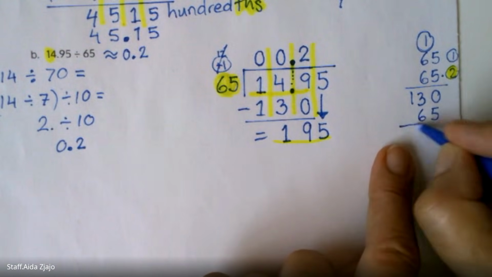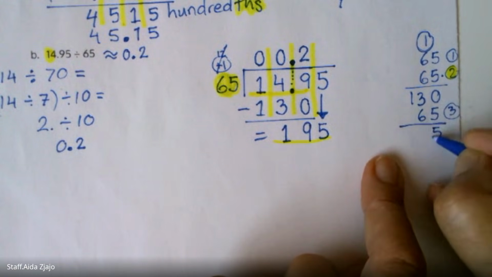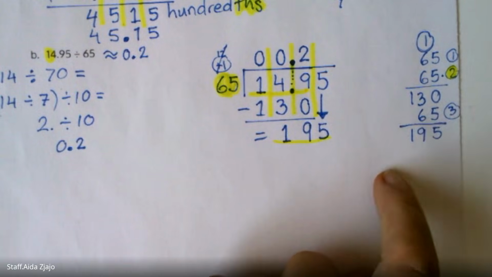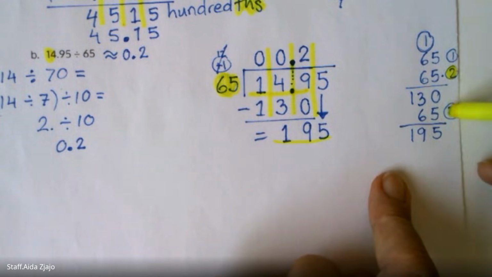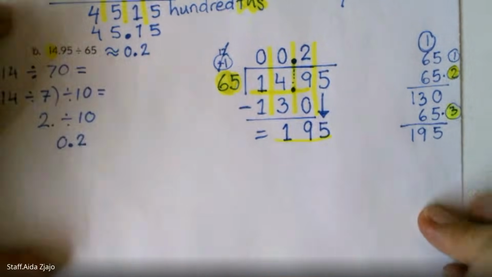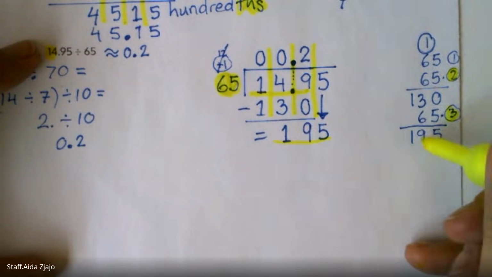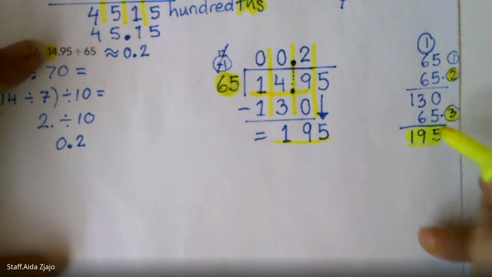But then it's good to go with this. Continue. You are adding groups of 65. So now this would be 195. And how many groups are there? 65 times 3 is 195, which is a perfect number.